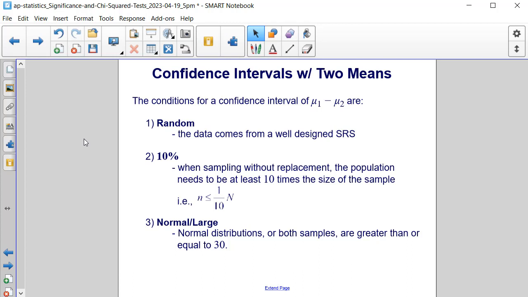Condition number 2 is the 10% rule. When sampling without replacement, the population needs to be at least 10 times the size of the sample. In other words, our sample size, lowercase n, has to be less than or equal to 1/10 the size of the entire population, capital N. The third condition is that it has to be normal or large: normal distributions, or both samples are greater than or equal to 30.